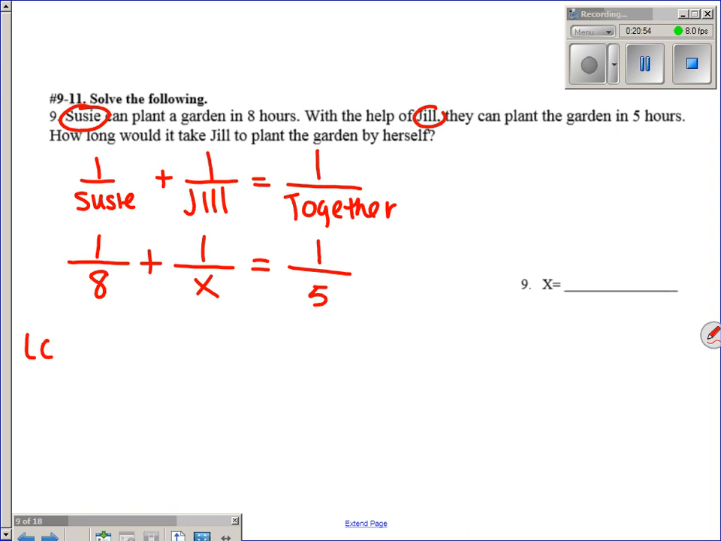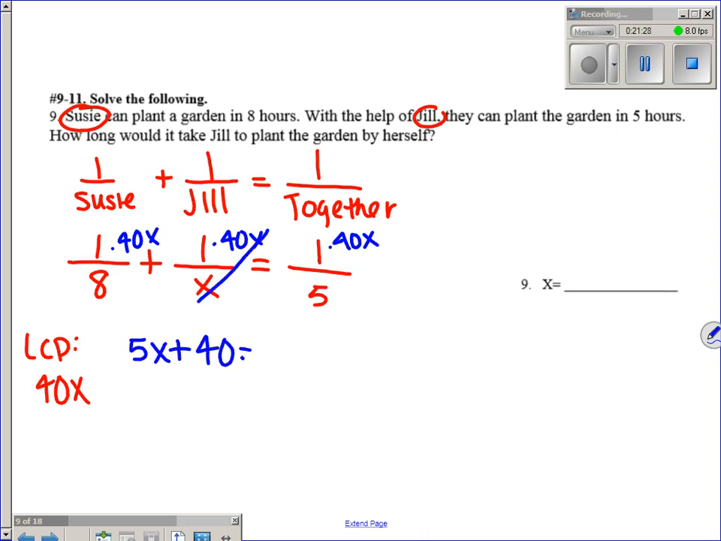At this point, you're just finding the LCD. The LCD between 8, x, and 5. I would just go ahead and use 40x, because 8 times 5 is 40. And then what you do with that LCD is you multiply all the numerators by the LCD. So times 40x, times 40x, times 40x. So this becomes 40x divided by 8 is 5x. 40x divided by x, the x's cancel out, it's just 40. And 40x divided by 5 is 8x.